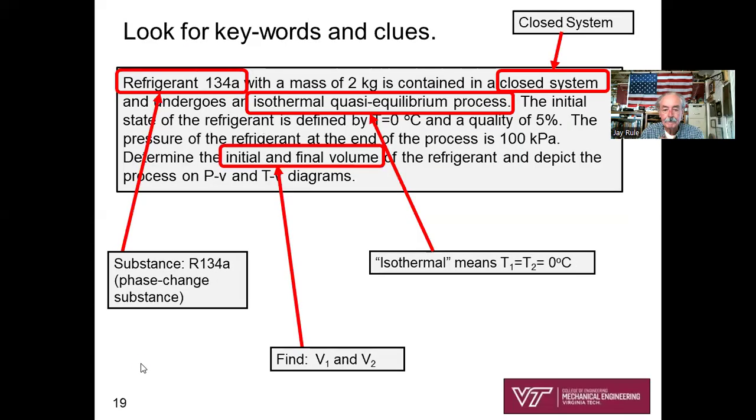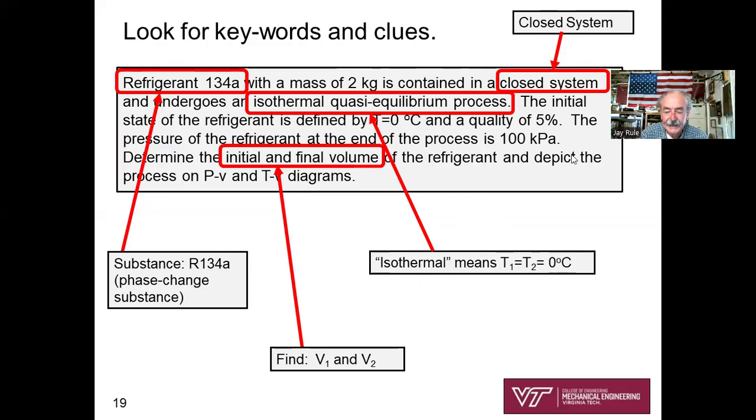Let's see, okay? So let's look for some key words here. And what do we really have to find? What is our assignment here? Refrigerant 134A, that's going to be a phase change substance. Closed system, it says it right there in the problem statement, so we have a closed system. We have an isothermal process. That means it's constant temperature, and the initial temperature was given as 0 degrees C, so we'll just write down T1 equals T2 equals 0 degrees C. And all we are asked to find in this problem is the initial and final volumes, V1 in cubic meters and V2 in cubic meters. That's all we're asked to do.